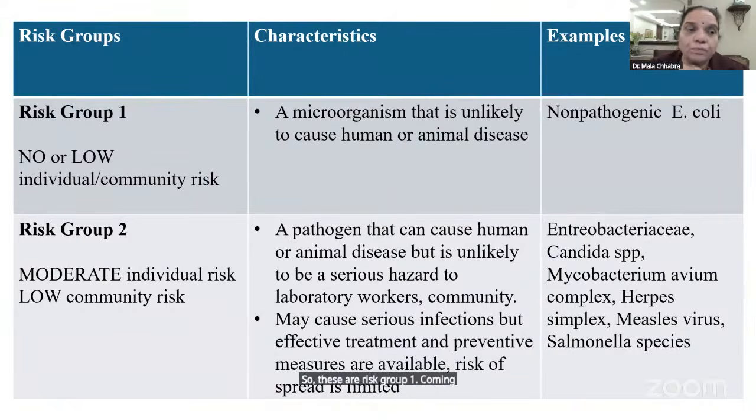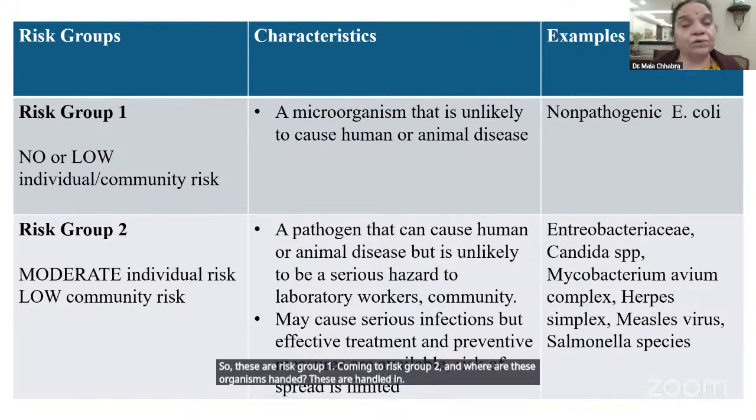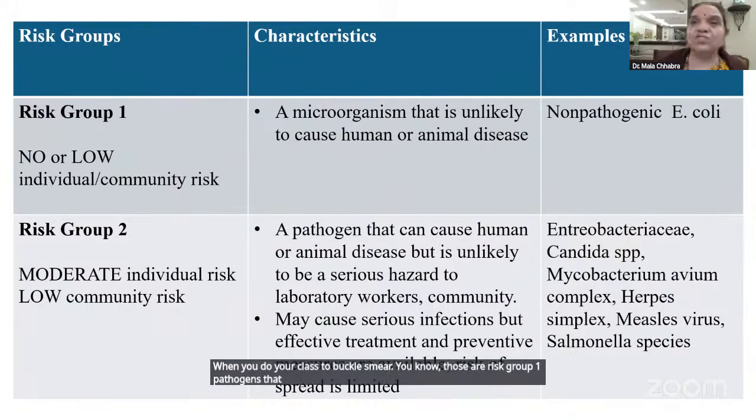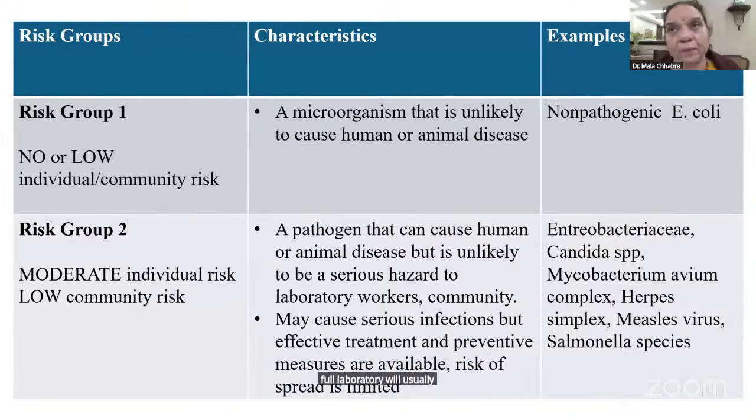Coming to risk group 2, and where are these organisms handled? These are handled when you do your class 12 buccal smear. You know, those are risk group 1 pathogens that you handle. So any teaching school laboratory will usually handle risk group 1 pathogens.